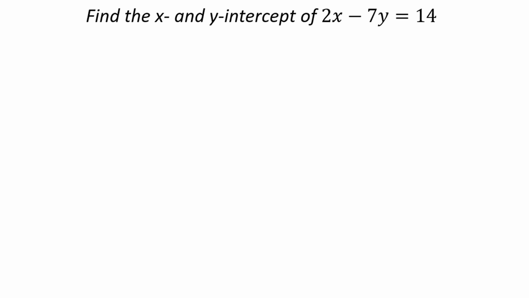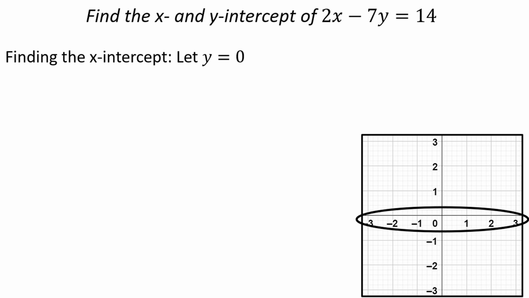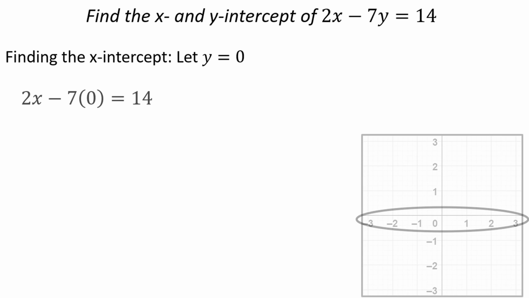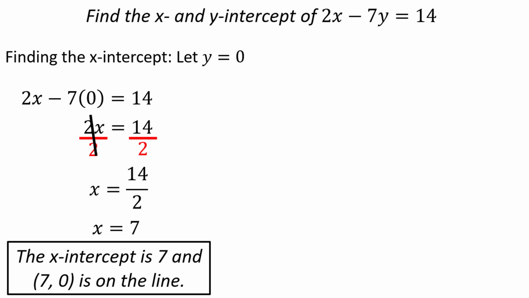Consider the equation 2x minus 7y is equal to 14. Let's find the x and y-intercept of this line. As I already stated, the x-intercept is where y is equal to 0, as y equals 0 is the x-axis. This line will cross the x-axis somewhere, and wherever that is, the value for y will be 0. So letting y equal 0, we are left with 2x is equal to 14. Dividing by 2, we have x is equal to 14 over 2, which simplifies to 7. The x-intercept is 7, meaning the point 7, 0 lies on the line.